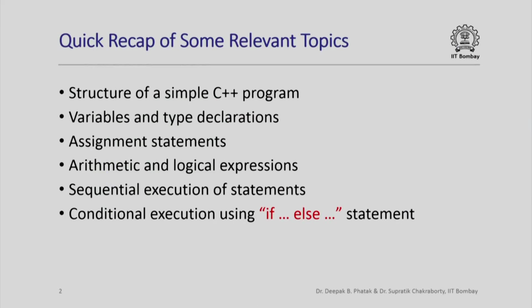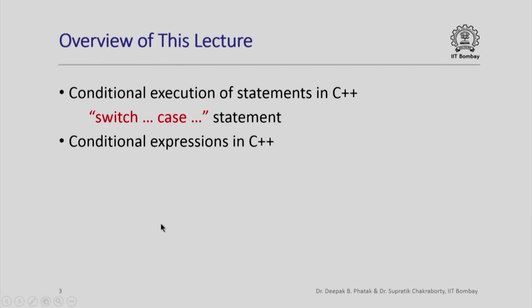Hello and welcome back. In this lecture, we are going to continue our discussion of conditional execution of statements in C++ programs. Here is a quick recap of some of the topics we have already seen earlier. We have seen the structure of a simple C++ program, how variables and their types are declared. We have seen the usage of assignment statements and arithmetic and logical expressions in assignment statements. We have discussed how statements are executed sequentially in a program, and we have also looked at the usage of if-else statements to achieve conditional execution of statements in a program.